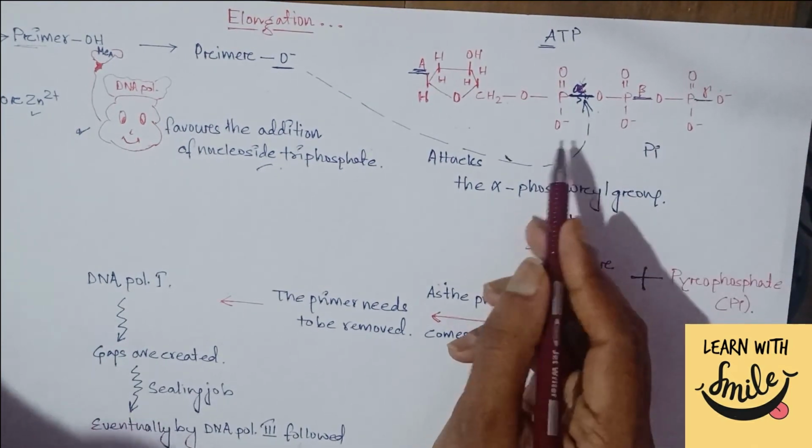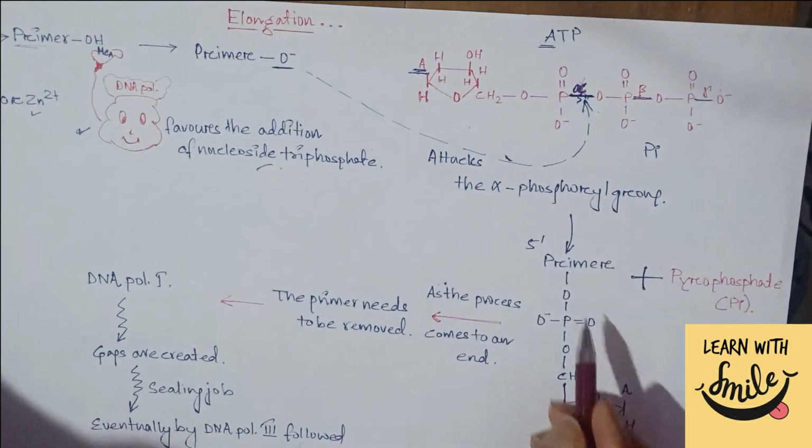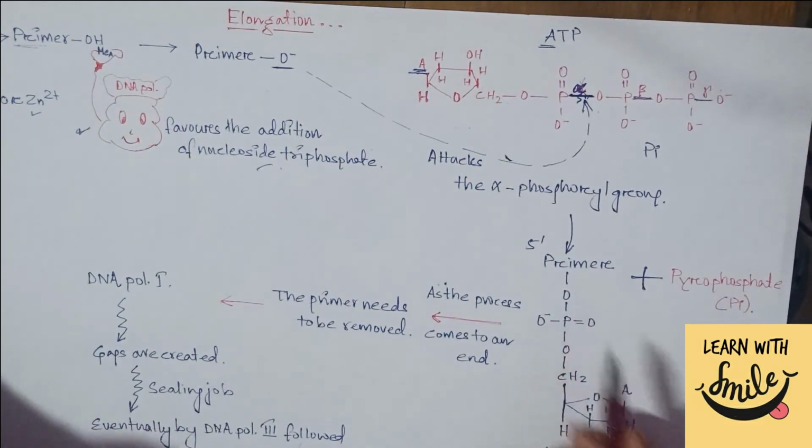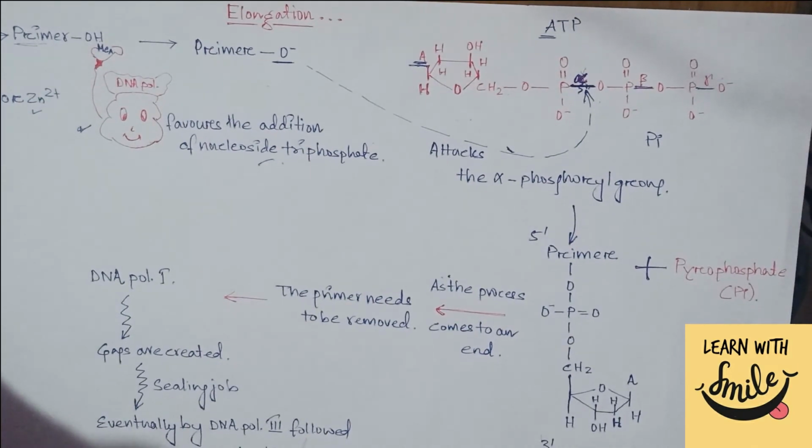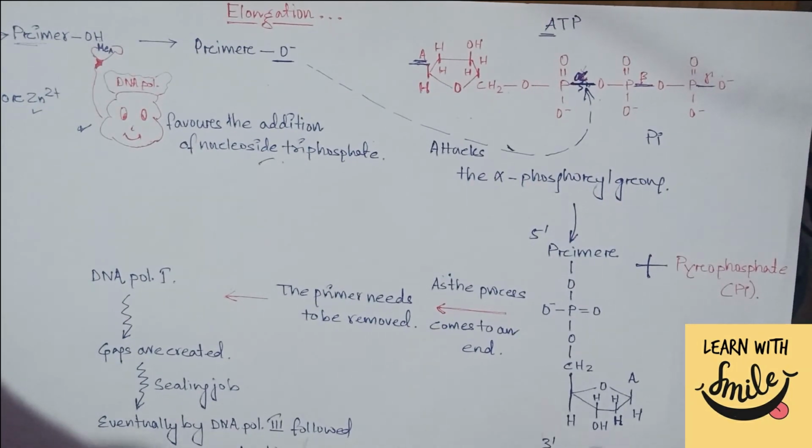Now with the addition of AMP to the alkoxide portion of the primer, we have another 3' OH end. With a similar interaction, this 3' OH end will also gain another nucleotide which would be complementary to the parental strand, and in this way the polymerization activity will move ahead.